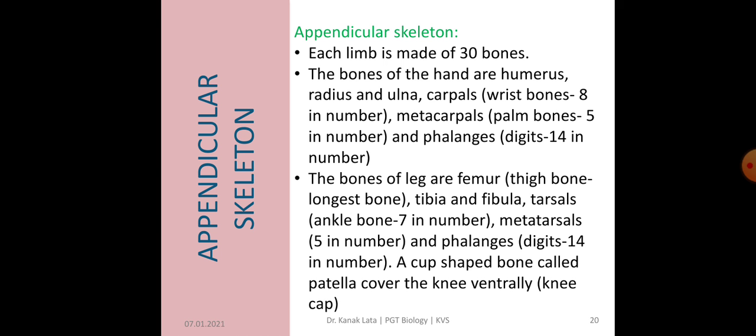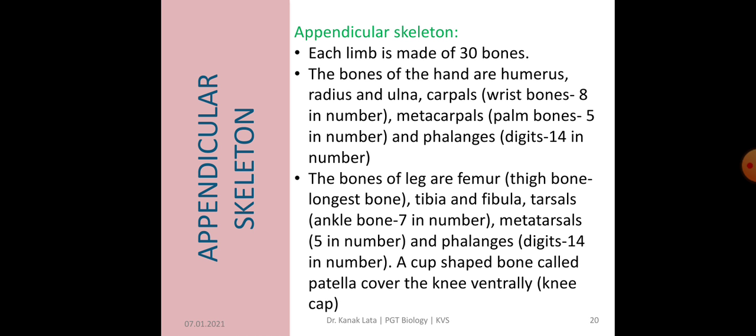Now next topic is appendicular skeleton. Appendicular skeleton is placed in the side axis and it consists of pectoral and pelvic girdles as well as limb bones. Each limb bone is made up of 30 bones. The bones of hands are humerus, radius and ulna, carpals called wrist bones and are 8 in number, metacarpals called palm bones and are 5 in number, and phalanges called digits and are 14 in number. So thus altogether 30 bones are present in our hand.